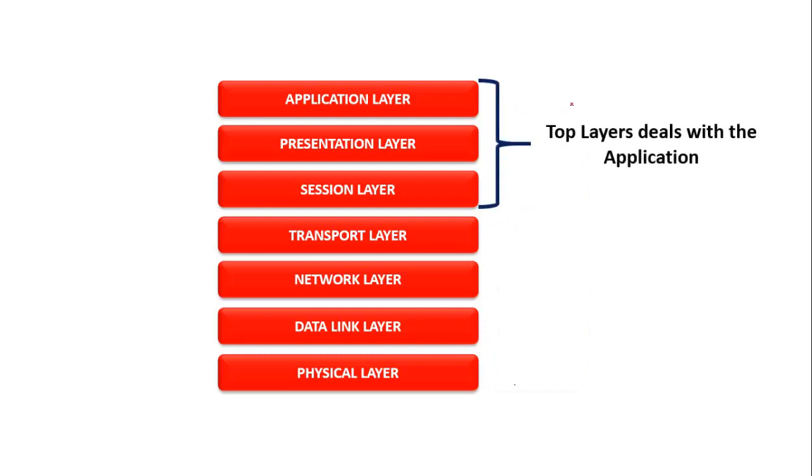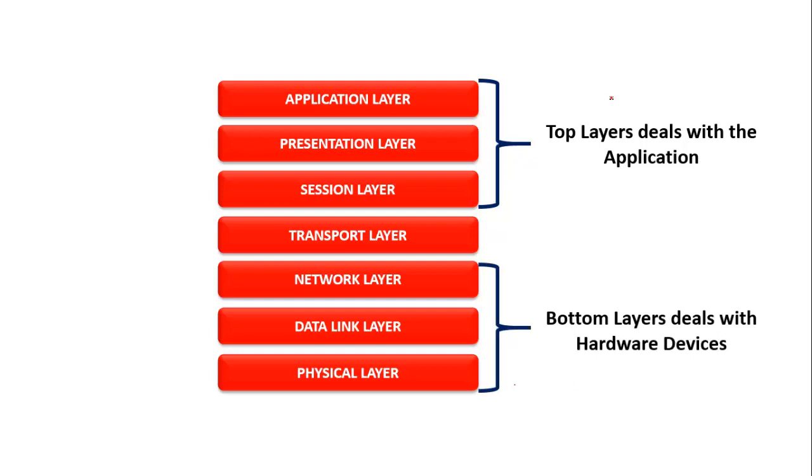Now in these 7 layers, the upper 3 layers, that is application, presentation and session, are also called the top layers or upper layers of OSI model, and these layers deal with the applications in your computer. And the bottom 3 layers you are able to see here, that is network, data link and physical, are also called the bottom layers of OSI model, and these layers deal with the hardware devices. At the same time, the transport layer you are able to see at the center is responsible for end-to-end data delivery. Now I am going to explain the functions of each layer one by one in complete detail with examples, so stay tuned till the end of this video.